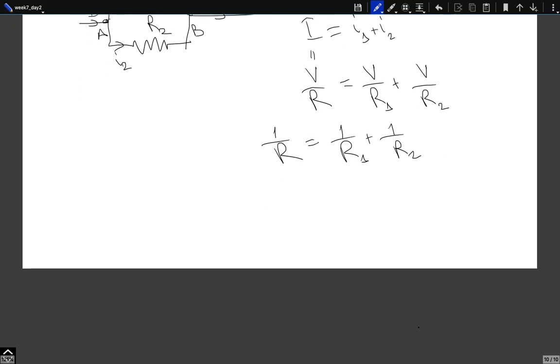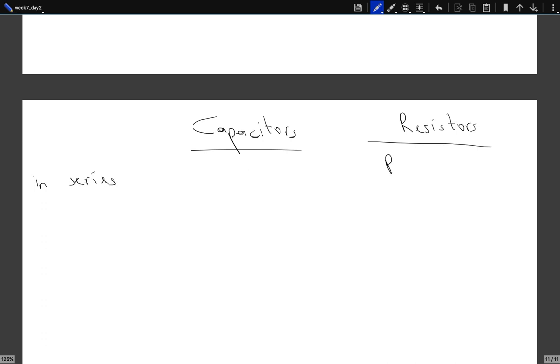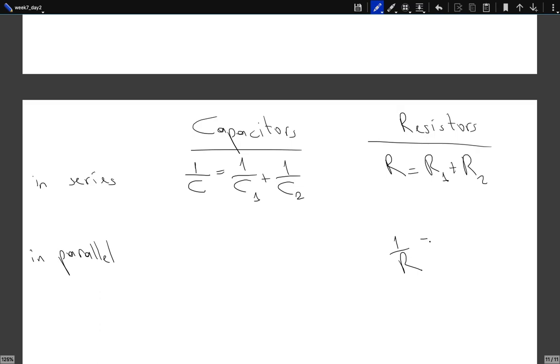Now, to avoid any confusion, let's just compare capacitors and resistors. In series, if you have 2 resistors, the total resistance is the sum. For capacitors, the inverse capacitance is the sum of the inverse capacitances of the other ones. And if you connect in parallel, well, their inverse resistance is the sum of the inverses of the resistances of each one of the resistors. And the capacitances, they are just summed.